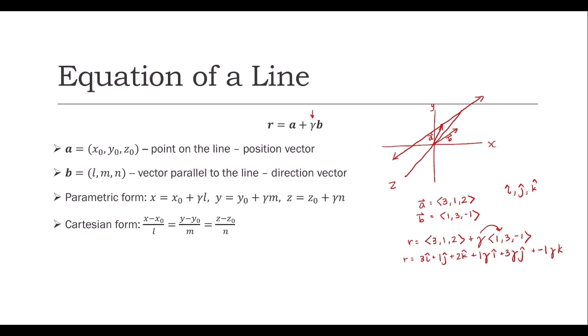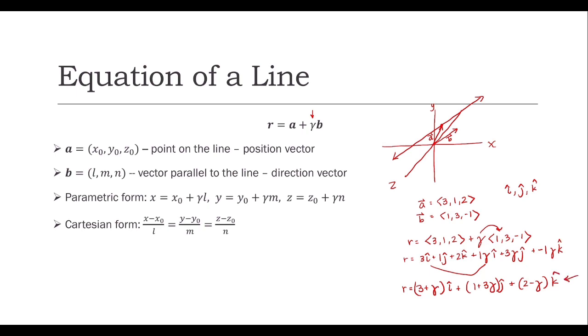And then we'll combine our unit vectors together, so we'll have r equals 3 plus gamma i plus 1 plus 3 gamma j plus 2 minus gamma k. So that's what your equation would be for the line.